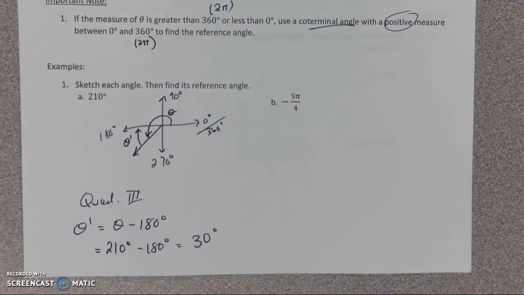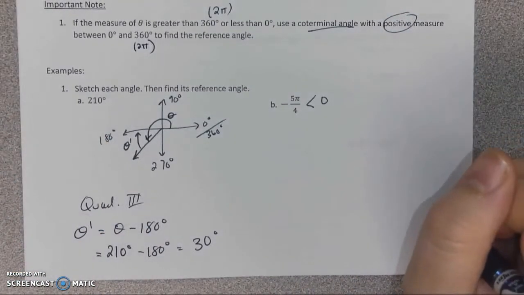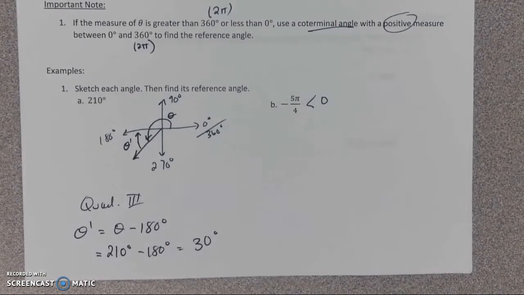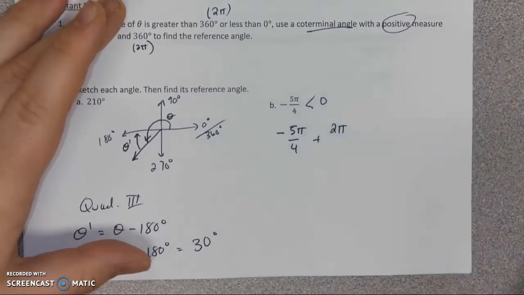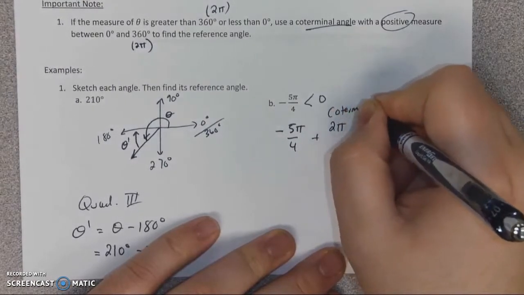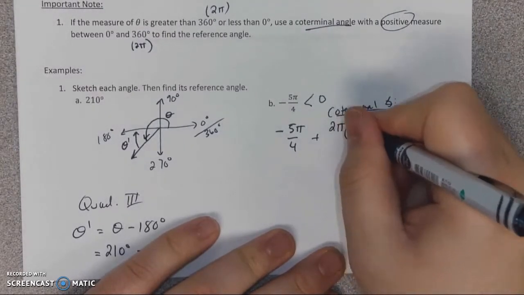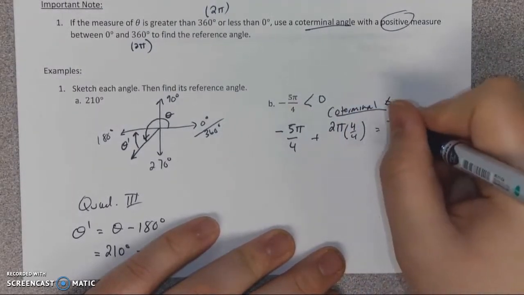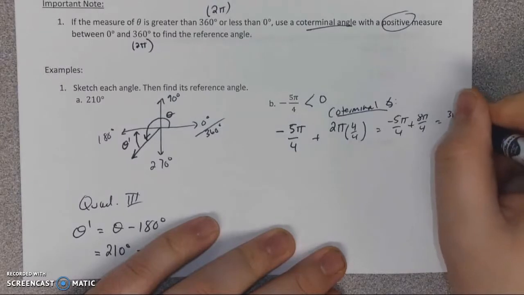Part B, negative 5 pi over 4. So this is clearly less than 0. It's negative. So I need to find a coterminal angle with a positive measure between 0 and 2 pi, because I'm given radians. So I'm going to say negative 5 pi over 4 plus 2 pi. So I want to get a common denominator. This would be my coterminal angle. To get a common denominator, I multiply by 4 over 4. And I get negative 5 pi over 4 plus 8 pi over 4, which is 3 pi over 4.